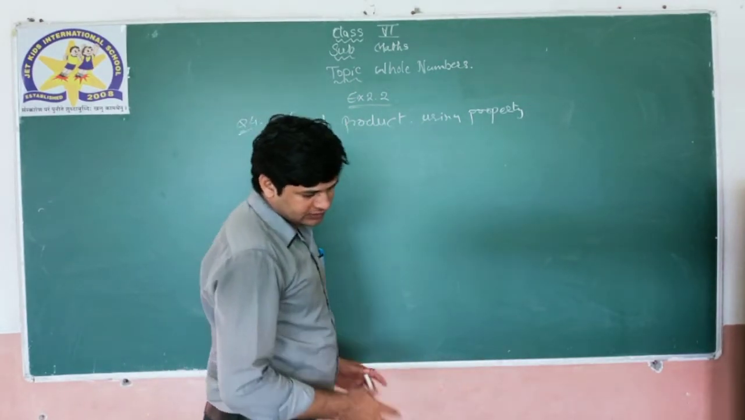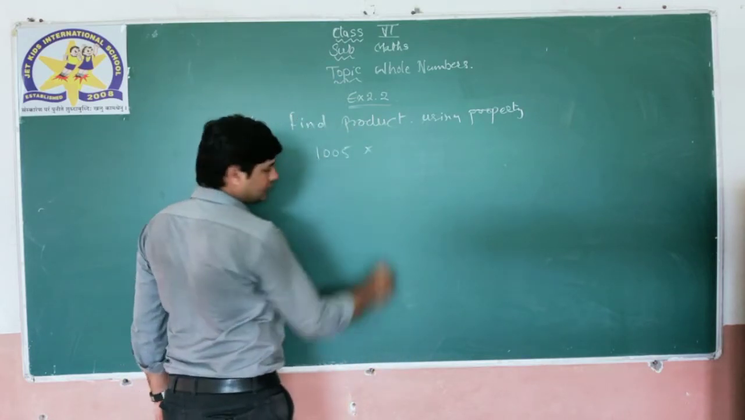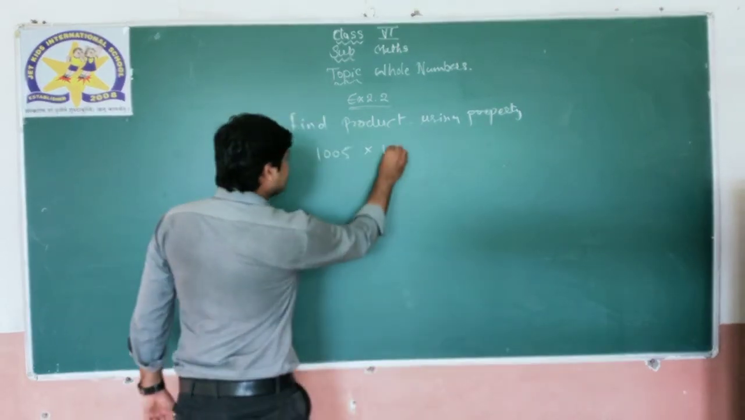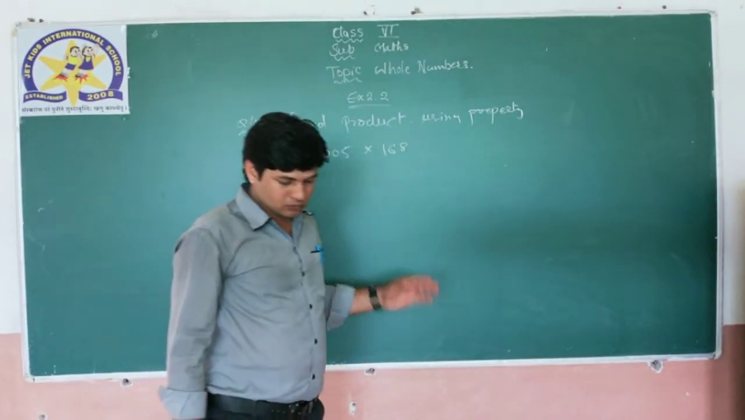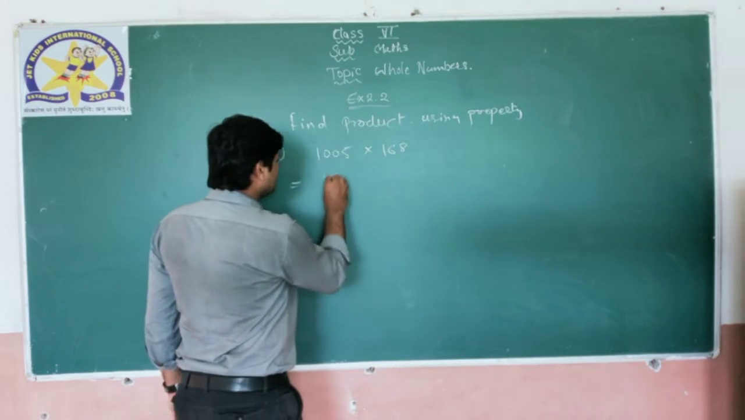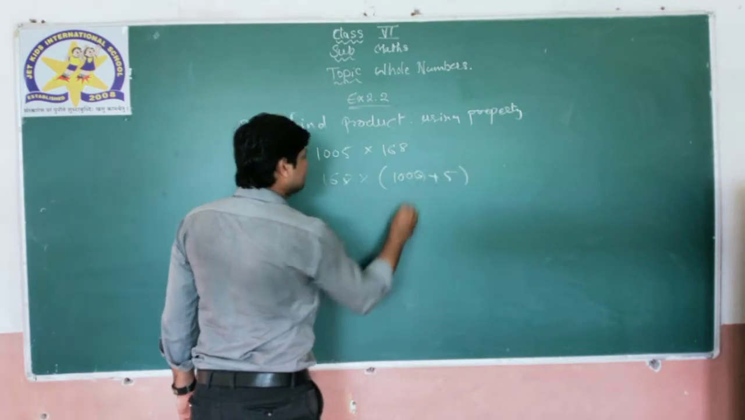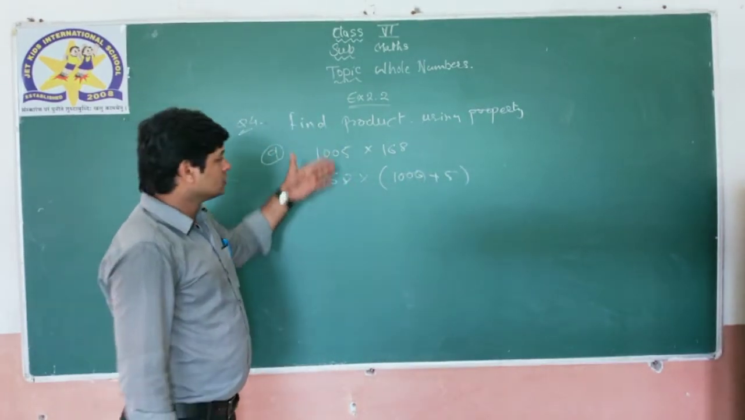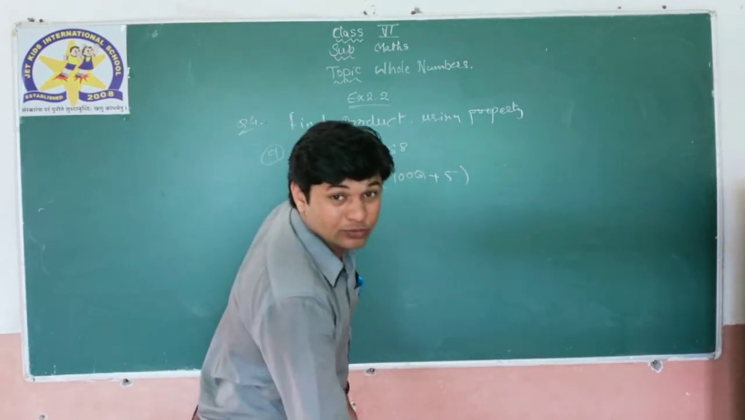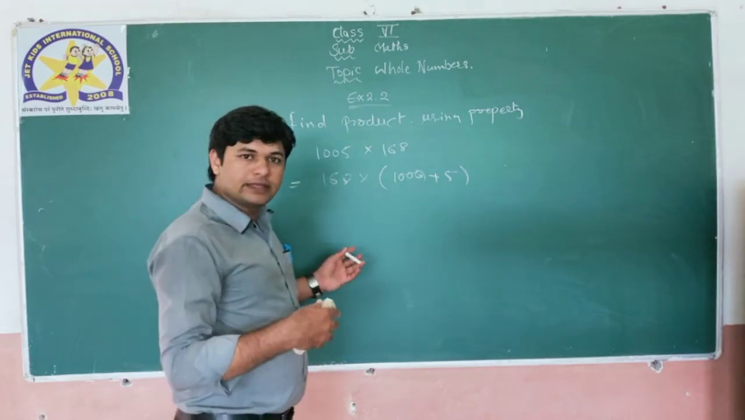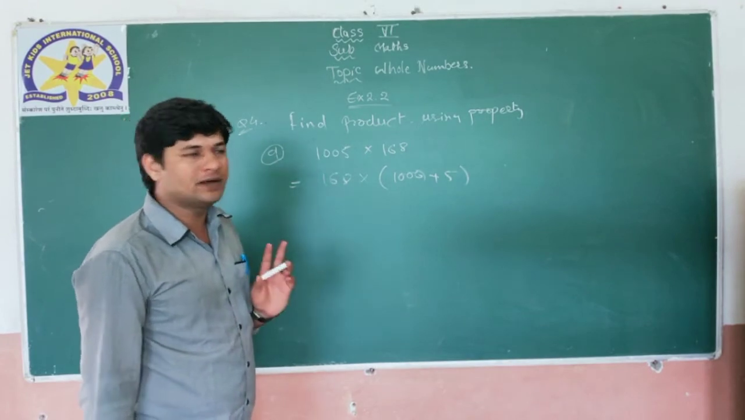Now the last question, that is the important one. Same thing is here: 105 multiplied by 168. So that is D. You have to solve it on your own. Let me tell you what to do here: 168 multiplied by 100 plus 5. This is how you will solve it. Try to solve it in a few seconds and reduce your calculation time. That's why we are giving so much time to this practice, because it will reduce your calculation time and you will be faster in mathematics.